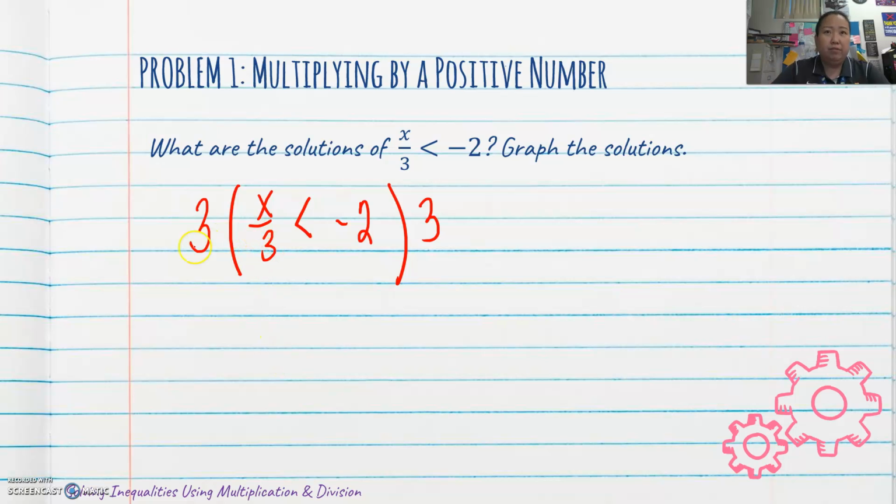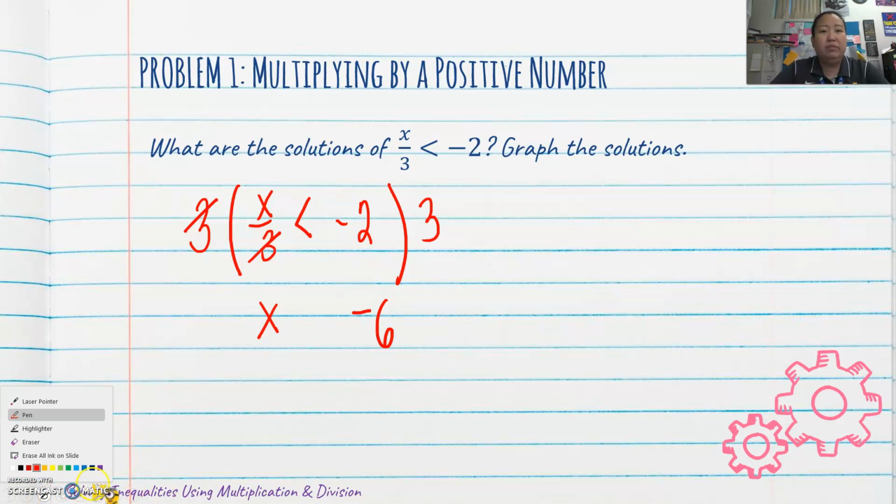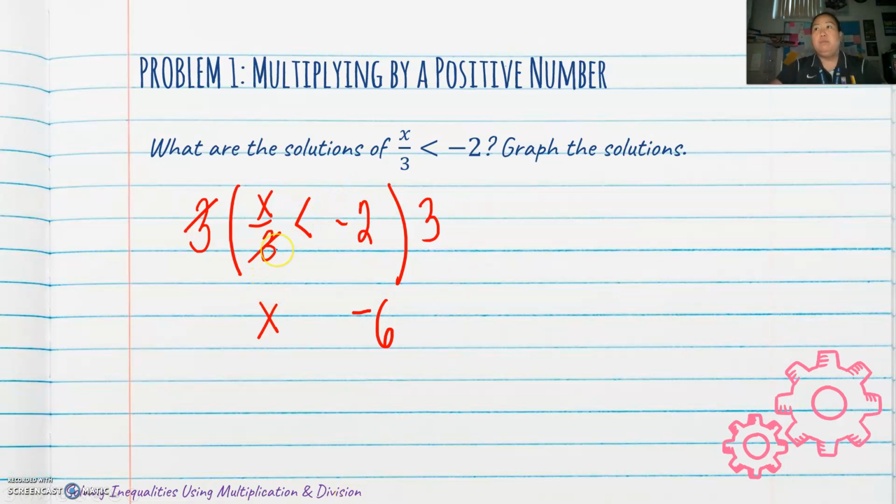And so what we have now, this will be canceled out, so x will now be alone. Negative 2 times 3, that will be negative 6. Now the question is, are we going to have less than or are we going to have greater than? Remember, we multiplied by a positive number, and so the inequality stays.